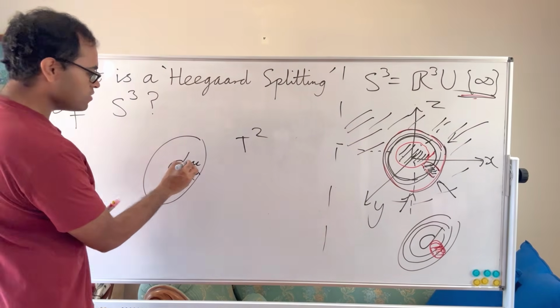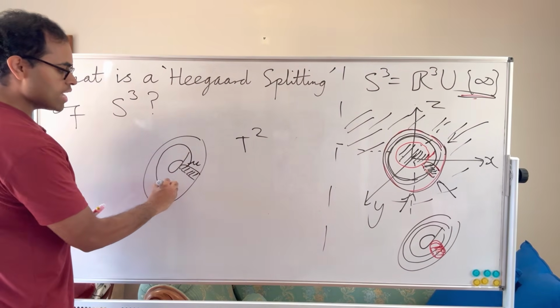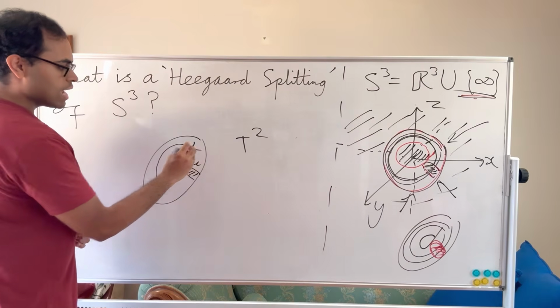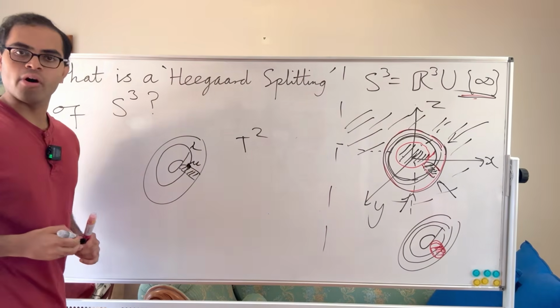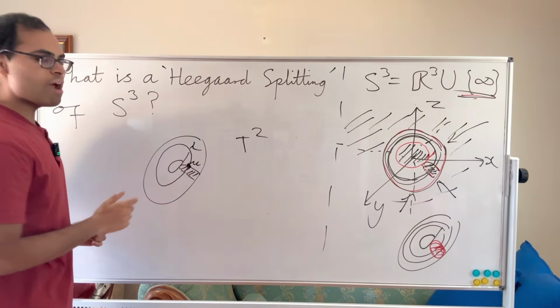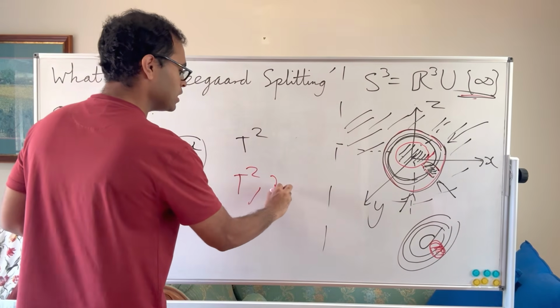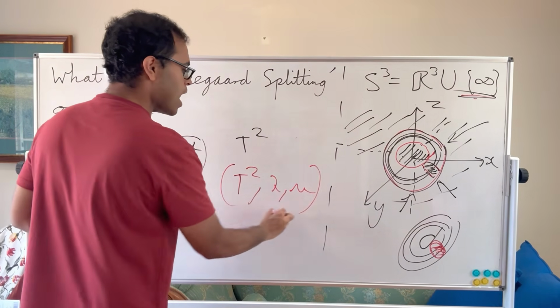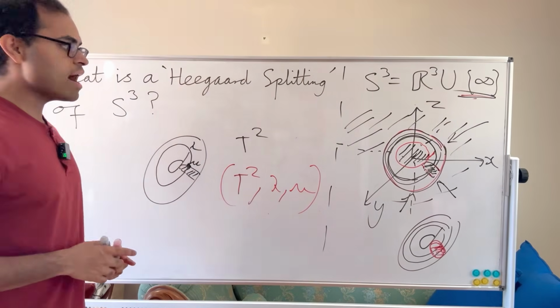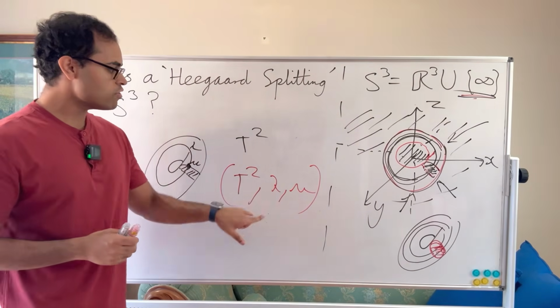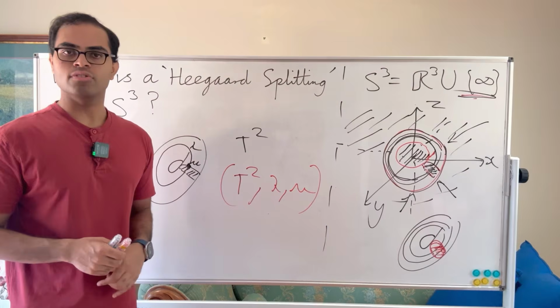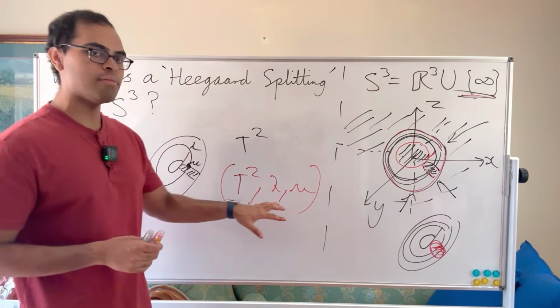Remember, that was a curve that went round like this. That you can call lambda. And lambda and mu intersect in a single point. And this lambda and mu pair is what is called a Heegaard diagram. So you would sort of say a Heegaard diagram is T2, lambda, mu, this triple. This is on a genus 1 surface. If you have a surface with higher genus, you'll have G lambdas and G mu's. Okay, I won't get into that, but this is a Heegaard diagram of genus 1.